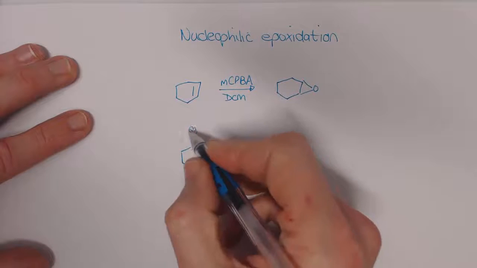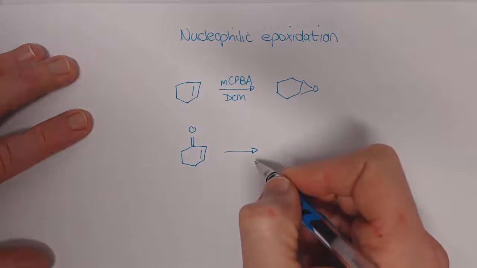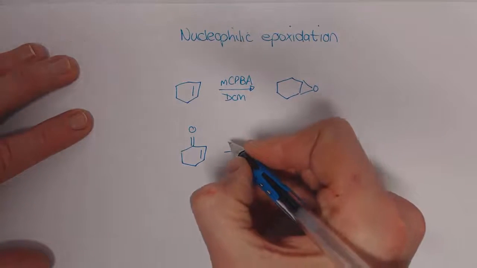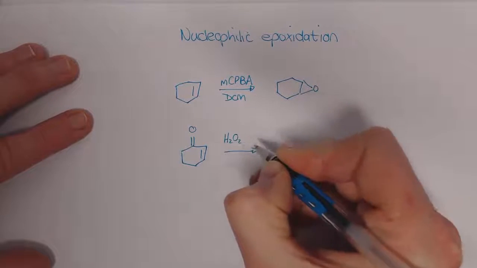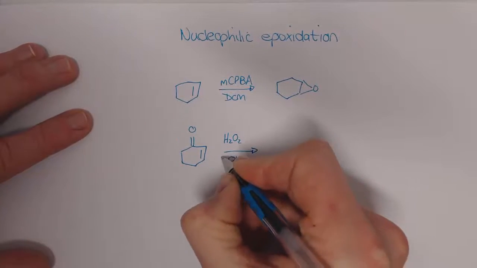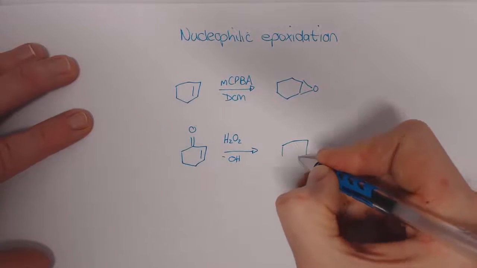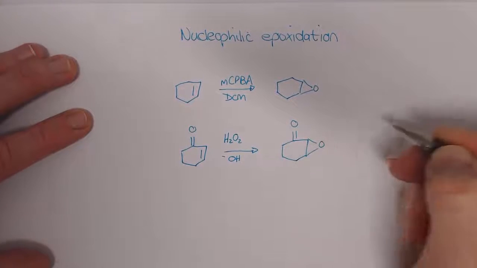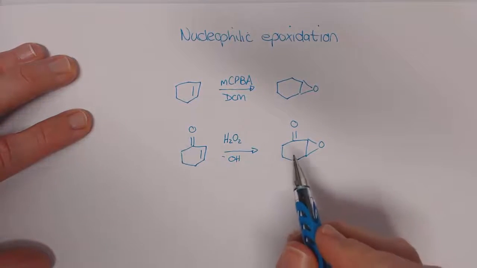However, unsaturated systems like this have an option to epoxidize in a nucleophilic sense, and the one option is to use hydrogen peroxide, H2O2, with some base, some hydroxide. And what that'll do is give us the epoxide product that will look like this. Now, how does this happen? There's some important chemistry surrounding this.